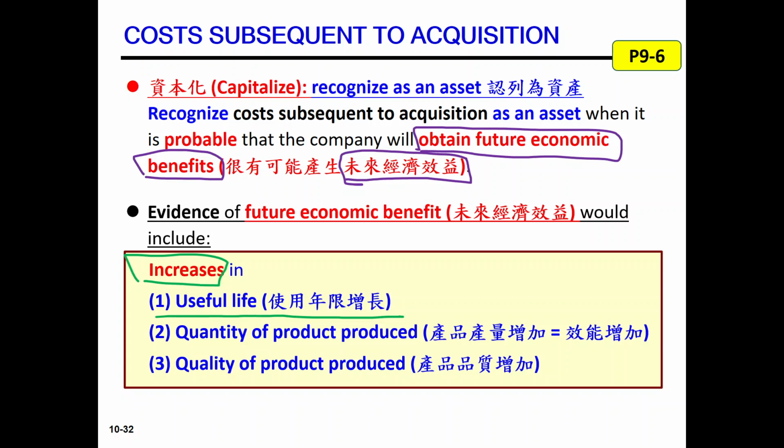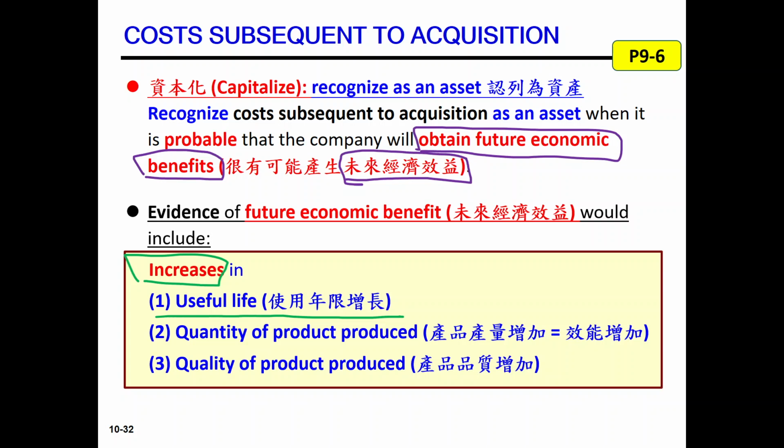For example, maybe I expect to use it for 4 years, but when I spend the money to improve my iPad, then I could use it more than 4 years, okay? So maybe from 4 years to 6 years. Did you find out you have 2 years more? 2 years more means what? You can use it to maybe make more money, okay? So the first example is make your PPE's useful life increase.